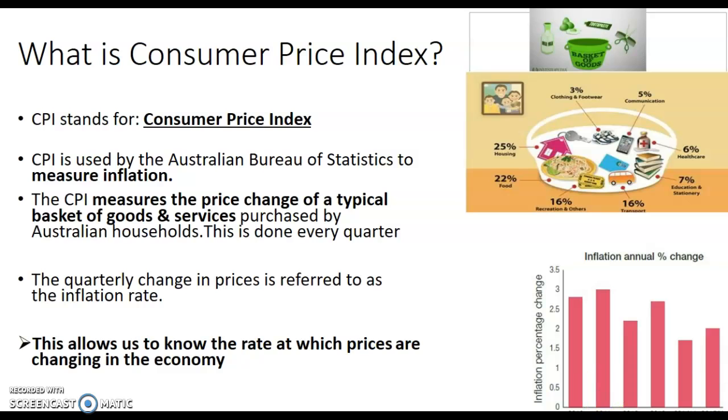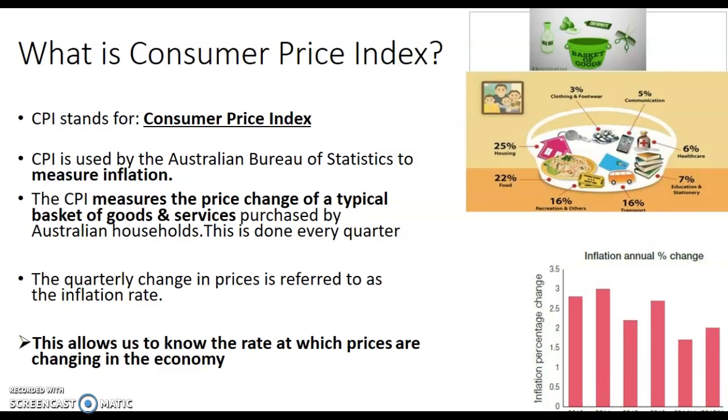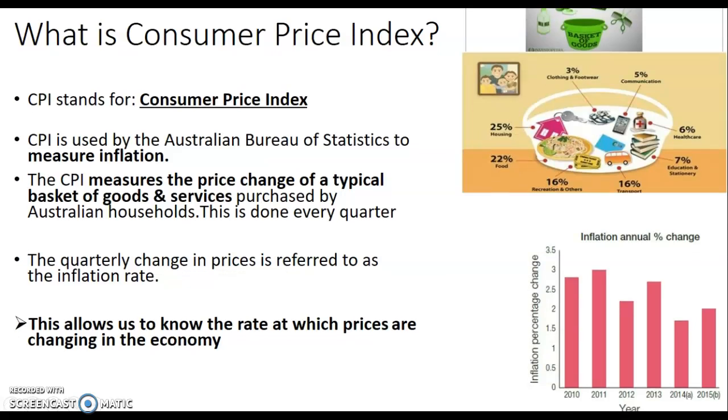Here is inflation percentage change. In 2010 inflation was growing at 2.78%, in 2011 it was 3%, in 2012 it went down to almost 2.25%, in 2013 it went up again, and in 2014 and 2015 it was about 2%. Having an inflation rate of 2 to 3% is actually really good for the economy.